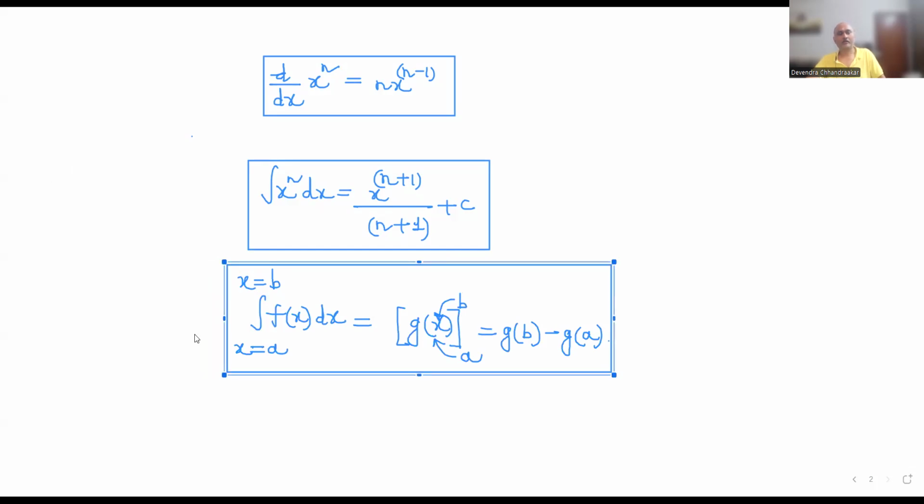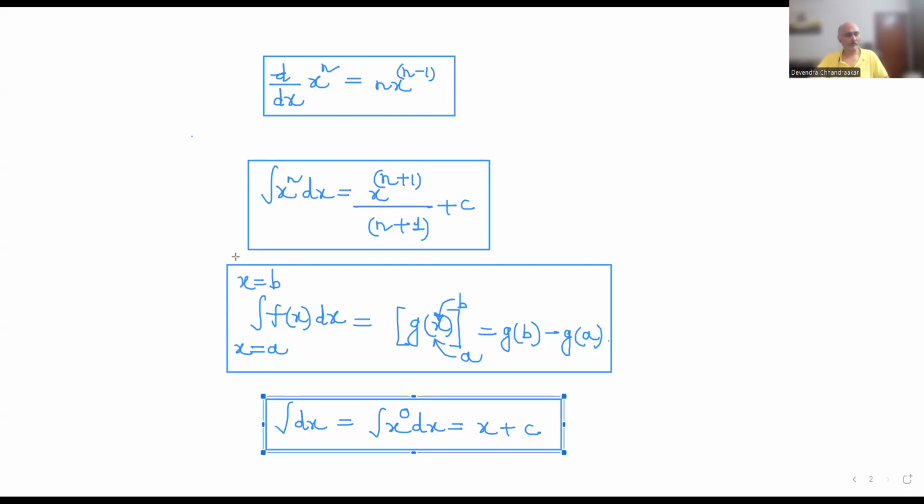One more last thing, that is integral of dx. This is nothing but integral of x to the power 0 dx. So this will be x plus constant c. These four things you should remember. You should be able to recall these four expressions which you have already learned.